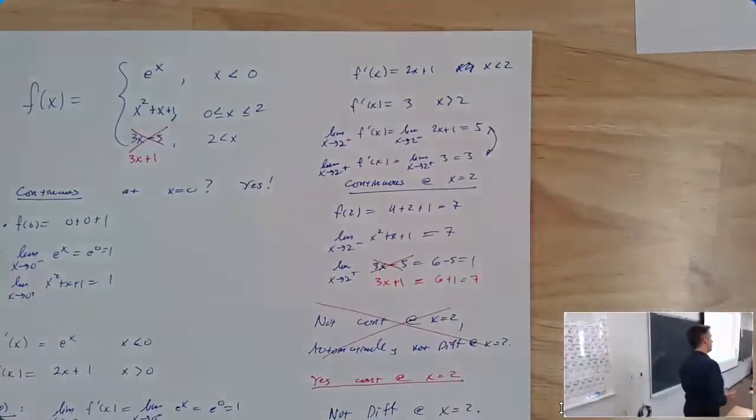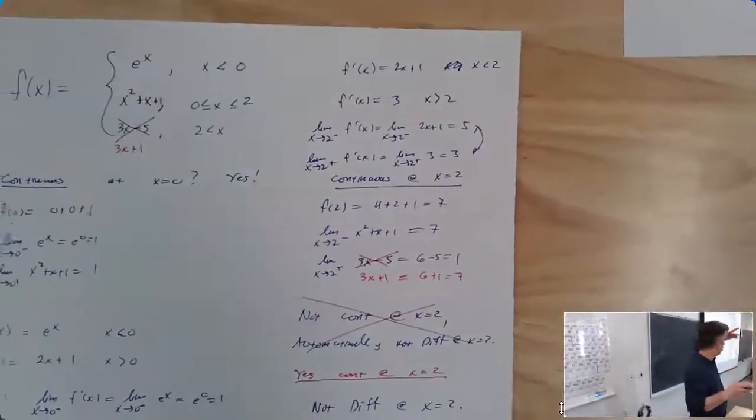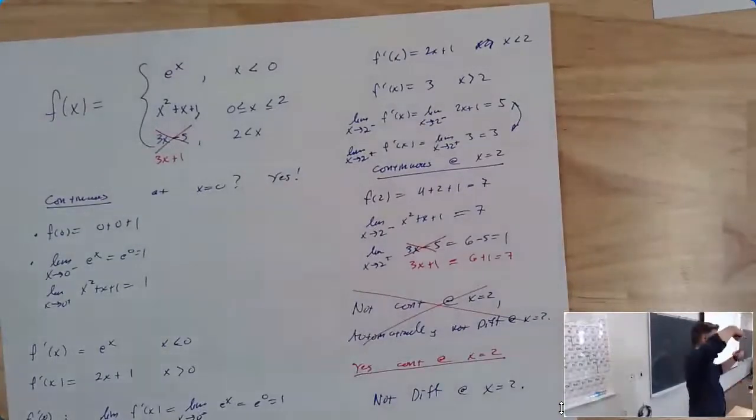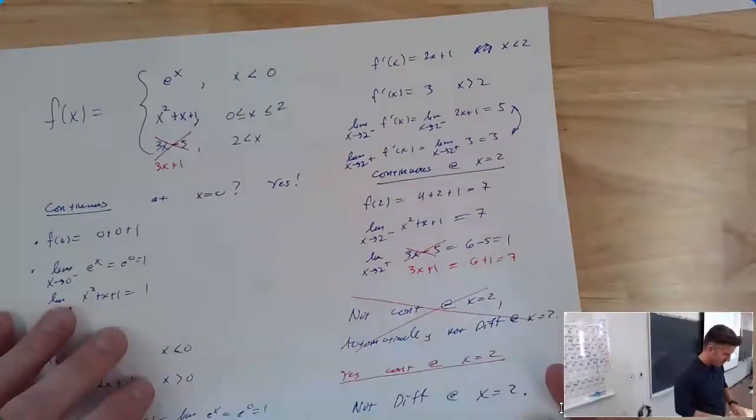So that's how you show a piecewise function either is or isn't differentiable at a particular point, by just taking the particular pieces and taking their derivatives and then seeing, do their derivatives approach the same value or do they not? Essentially what you're kind of asking is, when you graph this thing, do you have a pointy point or not?